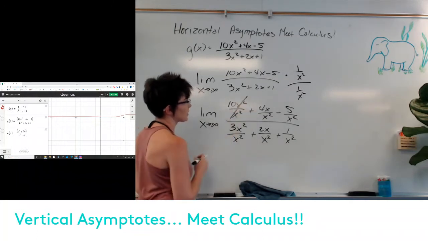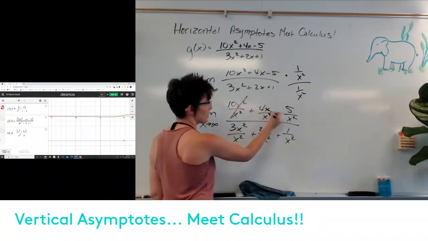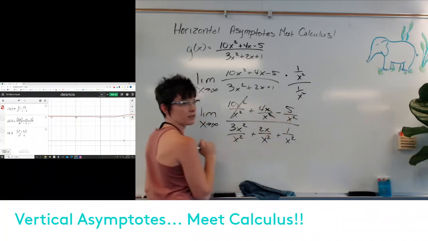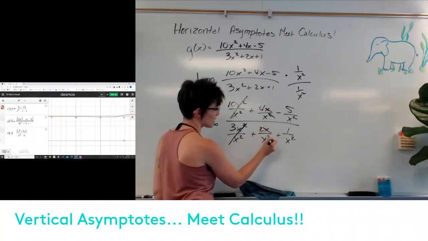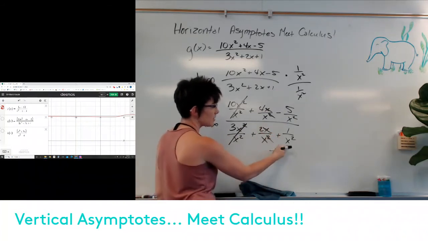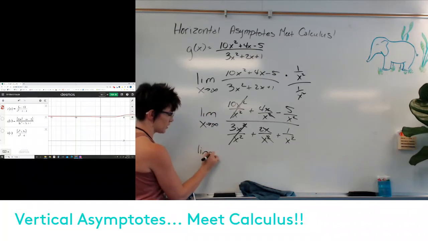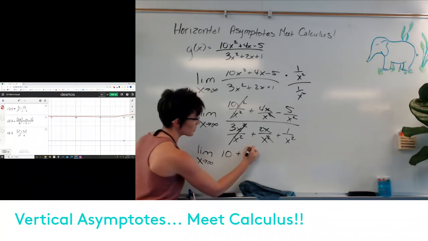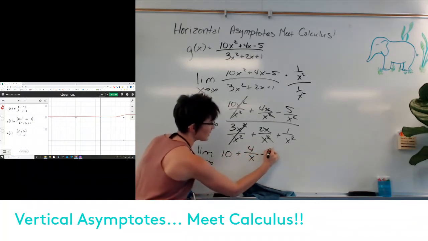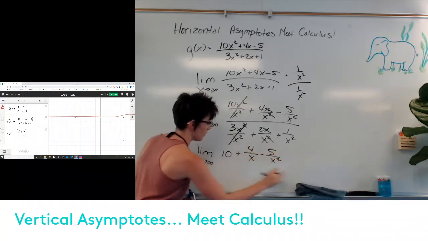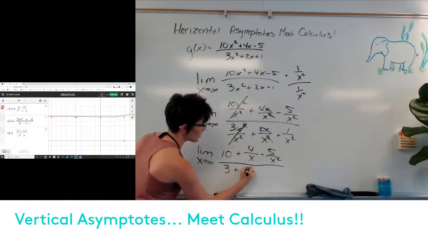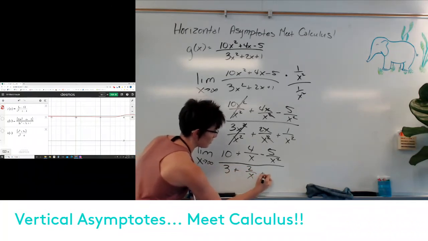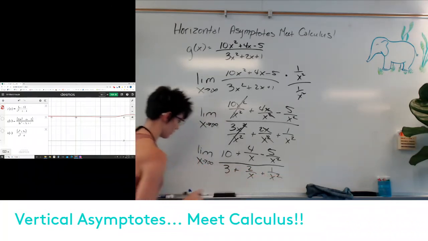So I'm canceling my x squareds. I'm going to cancel that with this x here, and nothing cancels for that last term. In this term, those cancel. 1x cancels with one of those x's, and nothing cancels here. So if I write my limit, this becomes 10 plus 4 over x minus 5 over x squared all over 3 plus 2 over x plus 1 over x squared.